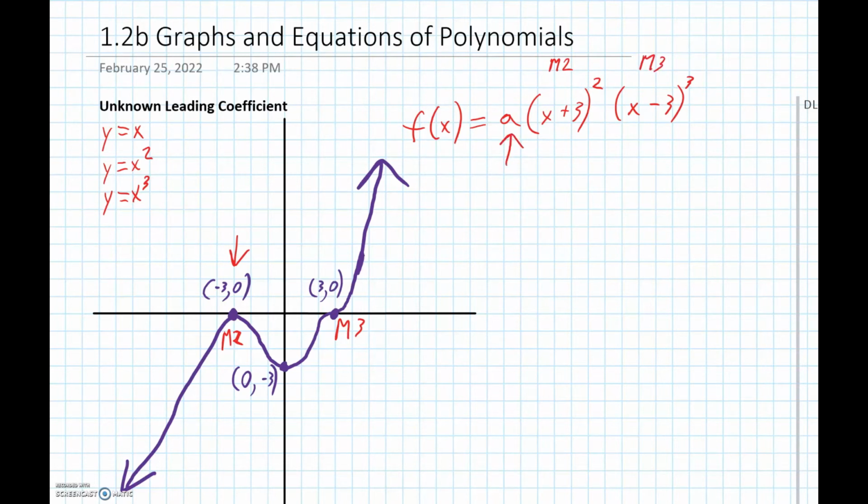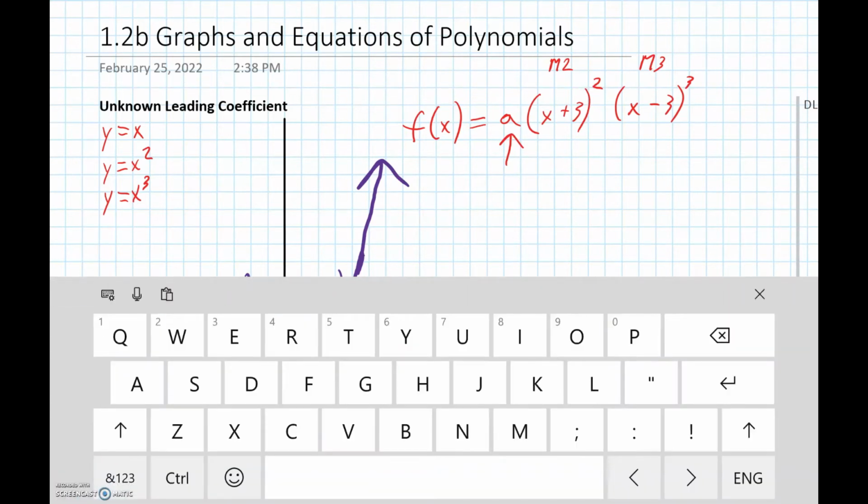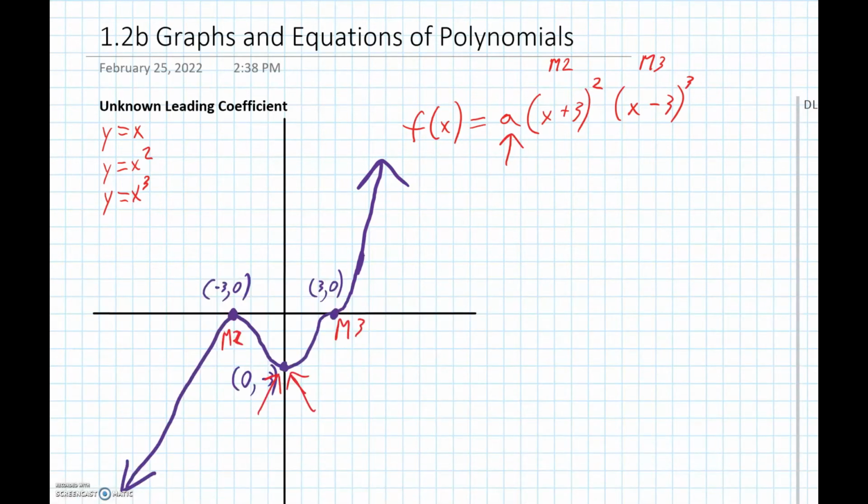Why am I putting this a in front? This is a leading coefficient that'll be in front of the x terms, and in fact in front of everything, but it'll be right in front of all of our binomials. So how can we figure out what that leading coefficient is? Well, once you've looked at all of your multiplicity and zero points, then all you need is one more point, and we have that right here, and we can use that point in order to solve for our a value, our leading coefficient. So let me show you how that will look.